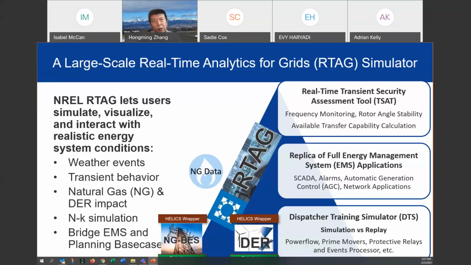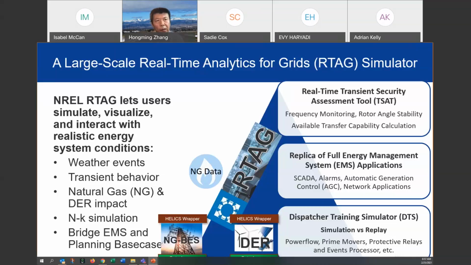Again, we can use an easy way to export the EMS snapshot to the DTS environment. Then we can run those N-k cases in time series mode and also in acceleration mode, so that we can understand the worst scenario for the next few hours or even days.